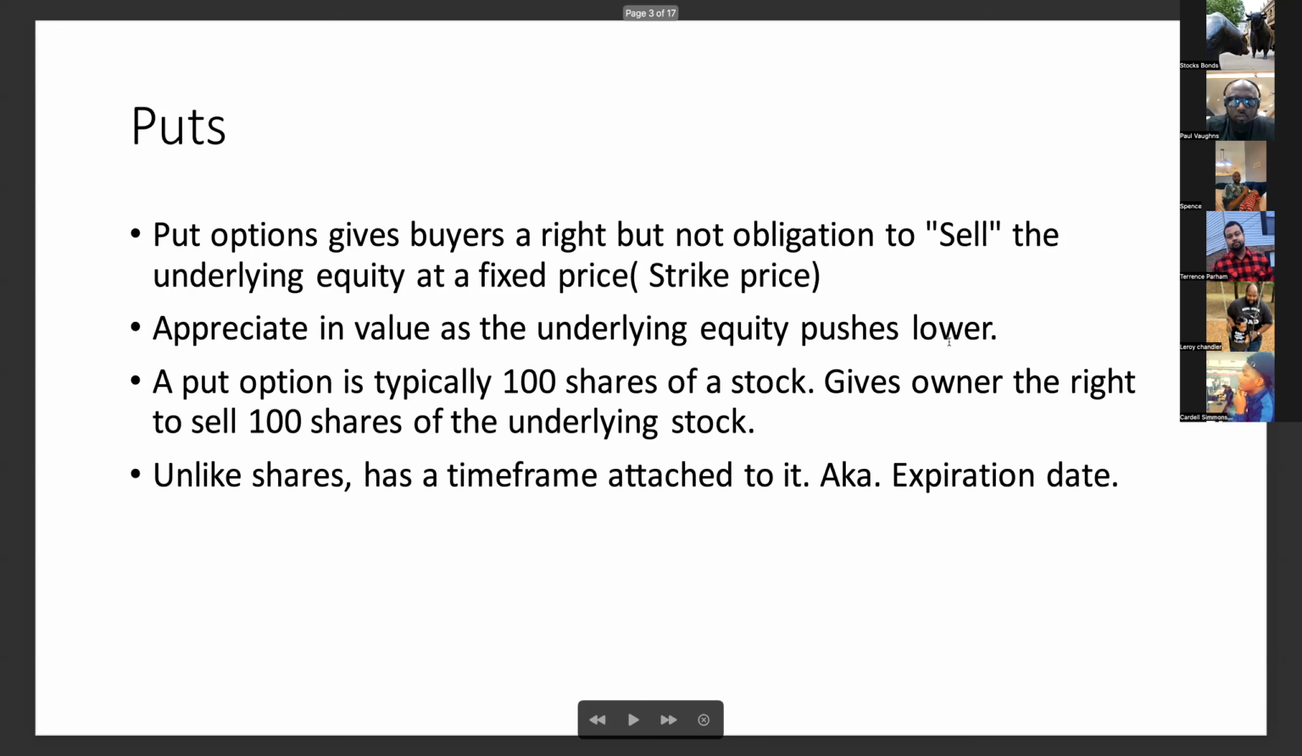Now the put options are the complete opposite. Remember the call options we spoke about, which give you the right to buy 100 shares of equity at the strike price. When you buy a put option, you're technically signing a contract with the markets, saying that you're willing to sell 100 shares at the strike price of your put by expiration.